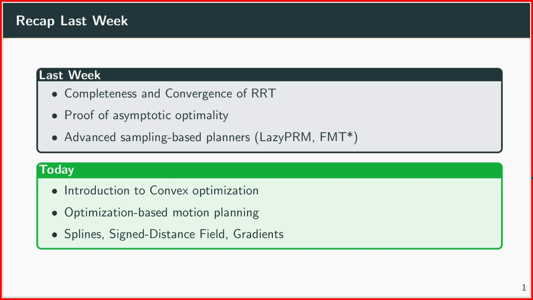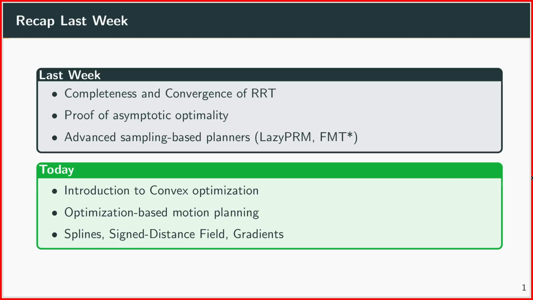Okay, so last week Wolfgang talked a little bit about completeness and convergence of RRT, also about asymptotic optimality and how you can prove it, and also a little bit about more advanced sampling-based planners, for example, lazy PRM, FMT star, and I think also SST star.